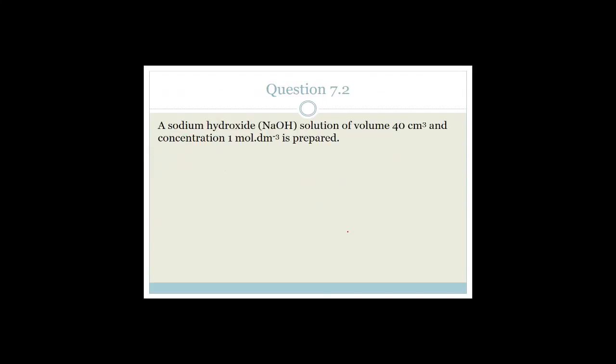Right. Now it says question 7.2. A sodium hydroxide NaOH solution of volume 40 cubic centimeters and concentration of 1 mole per decimeter cubed is prepared. The minute that I'm seeing this, I'm thinking there's something wrong. They've given me a volume of 40 cubic centimeters and a concentration of 1 mole per decimeter cubed. What's wrong is that these aren't the same units. They have to be the same units to be comparable. So somewhere along the line, I am going to have to change one of these units, and it's going to be the 40 cubic centimeters, but we'll worry about that in a second. This is the type of thing you have to note.